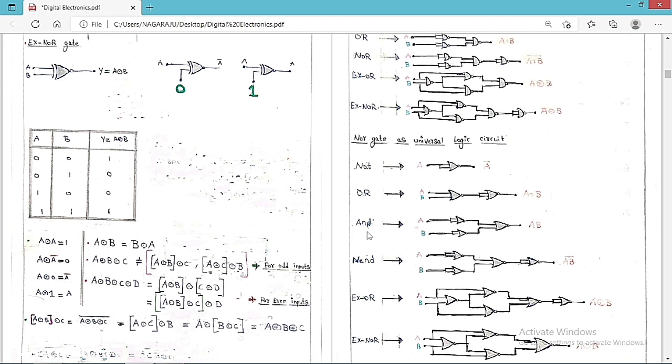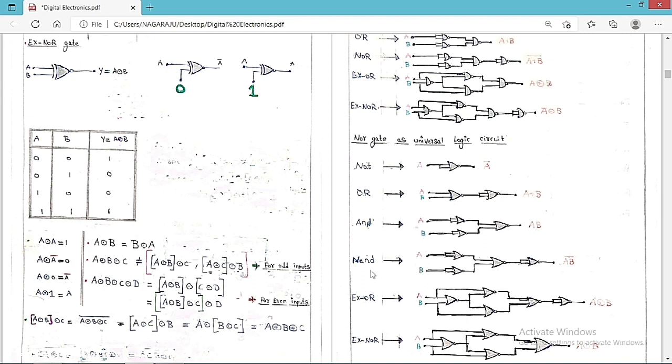See, for the AND gate, if you want to make the AND gate, this is the way that you have to do it. This is A, this is B, here is A bar, B bar. So A bar plus B bar whole bar is equal to A into B.